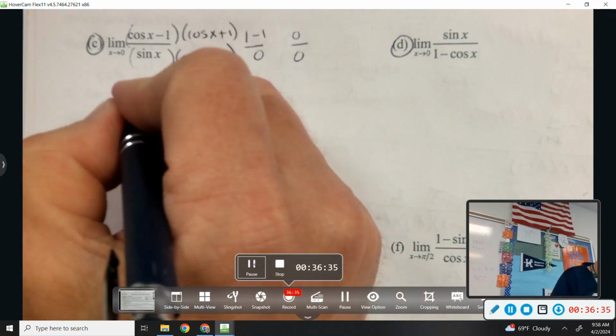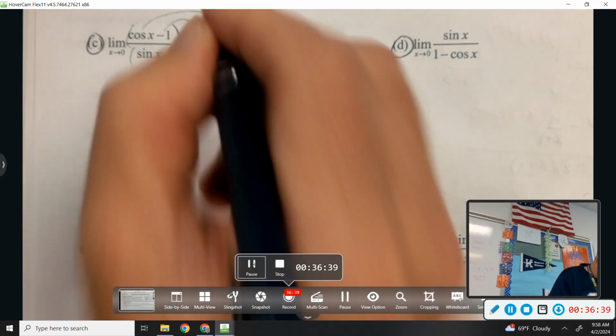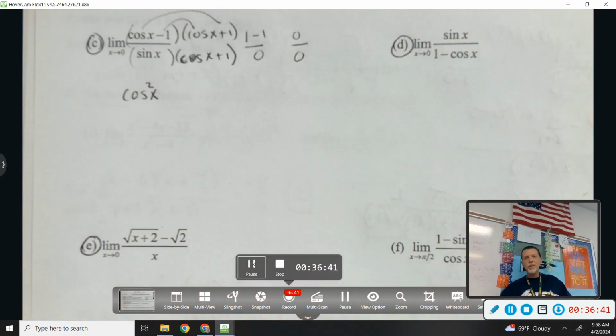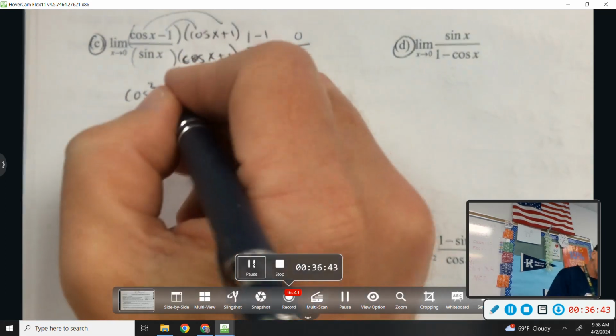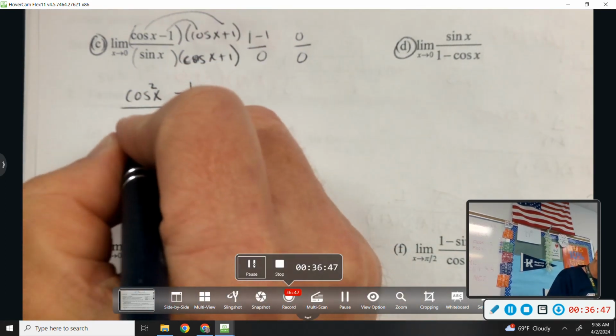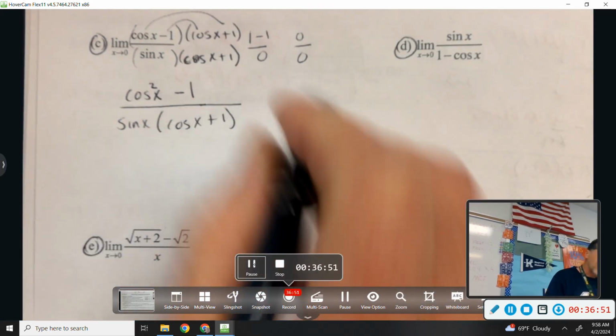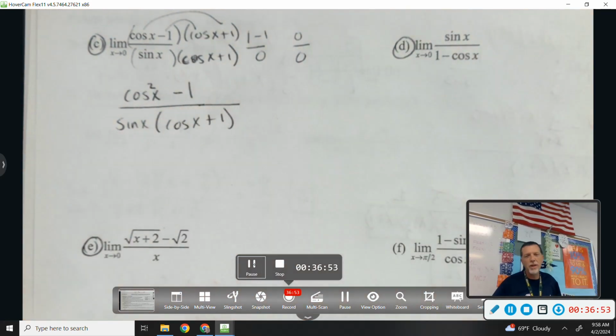Okay, so cosine squared minus cosine plus cosine goes away. I'm not writing it down. Minus 1 over sine of x times cosine x plus 1. Because again, we're not supposed to actually multiply the non-conjugate multiply.